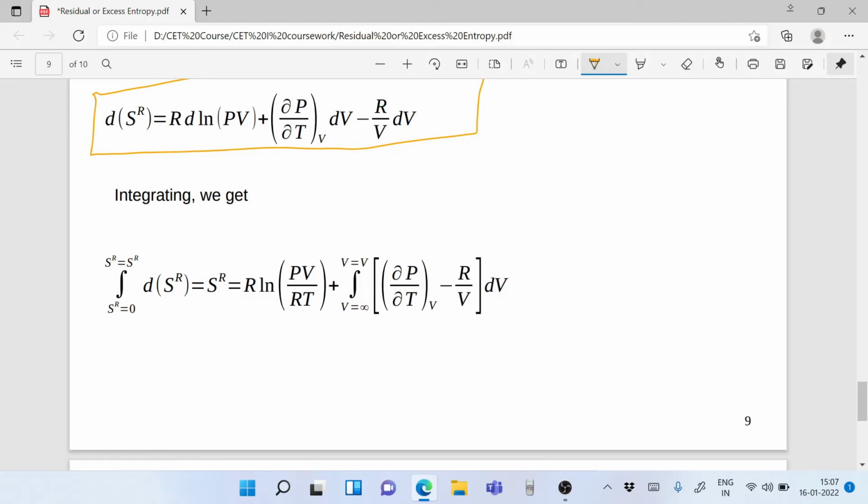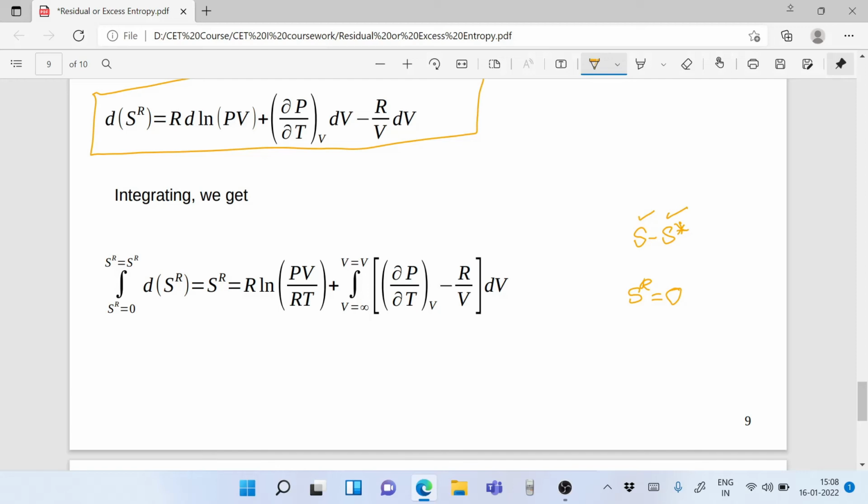Now we integrate this equation. When we integrate this equation, we integrate it from a limit where the residual entropy is 0. Remember one thing, what did we define residual entropy as? S minus S star. That is the entropy of the real gas minus the entropy of the gas if it was treated as an ideal gas. Now the lower limit is going to be residual entropy equal to 0 where the gas behaves as an ideal gas, and the higher limit is going to be the entropy where the gas behaves as a real gas. So we have S_R equal to 0 to S_R equal to S_R.